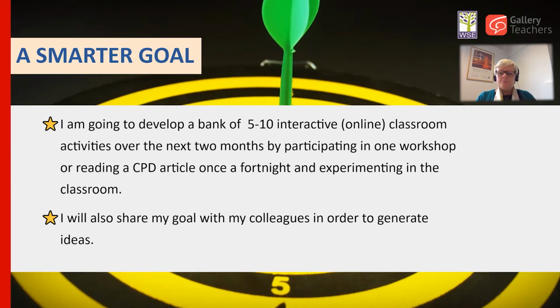And then reflect upon it. I'm going to reflect upon it by sharing my goal with colleagues in order to generate ideas. So I'm going to take the time to look back and think about how I prepare this and plan to present it to my colleagues. And this gives you the feel-good factor that we've done something, we've achieved something that is good for us, good for our careers, good for our students. So setting smarter goals is the way forward.